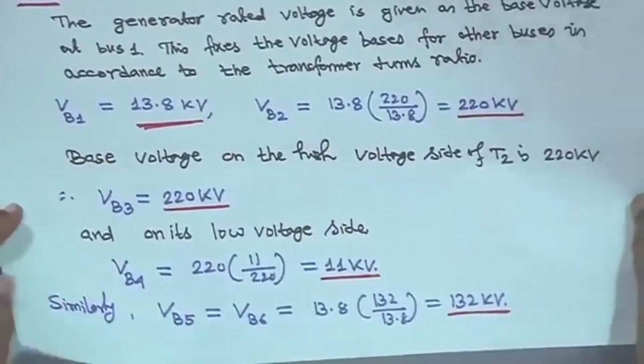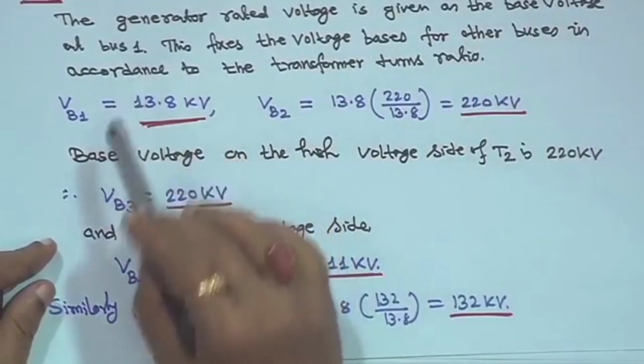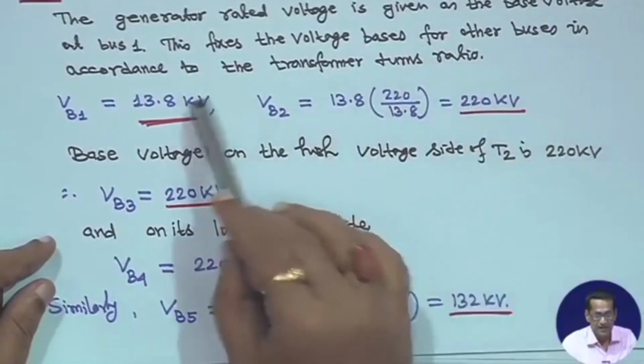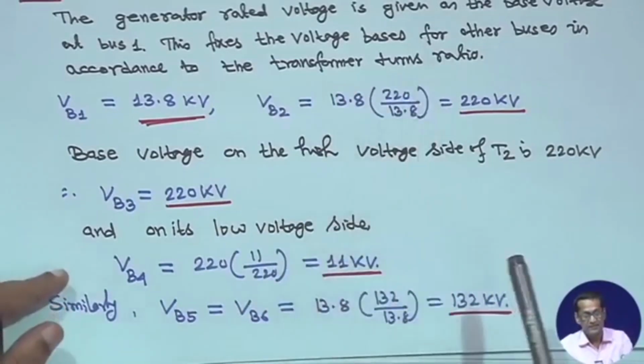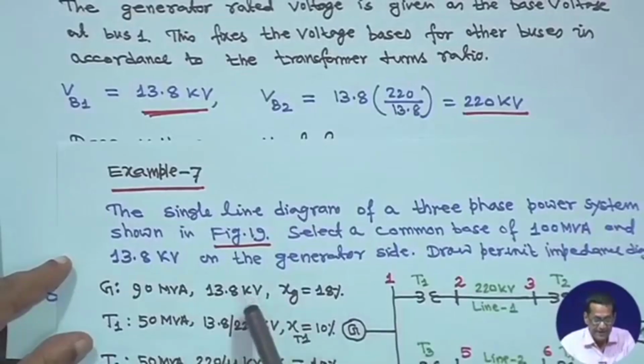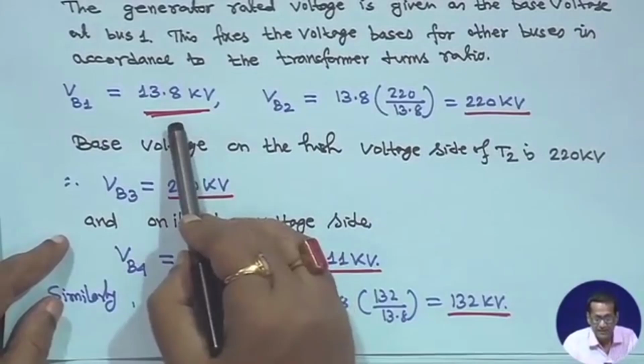So, this problem we will quickly make. The generator rated voltage is given as the base voltage at bus 1. This fixes the voltage basis for the other buses in accordance with the transformer turns ratio. The generator is actually 13.8 kV, so we have taken the base voltage VB1 as 13.8 kV.